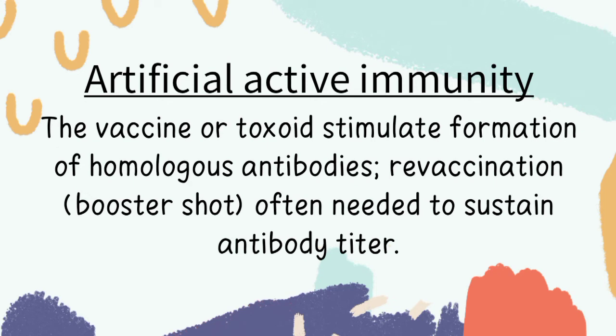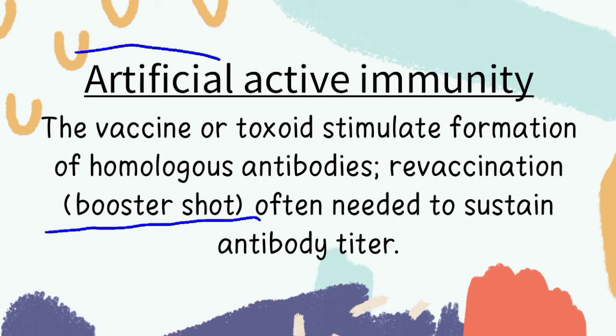Now we have the artificial active immunity. The vaccine or toxoids stimulates formation of homologous antibodies, revaccination (booster shots) often needed to sustain antibody titer. Okay, so the artificial active immunity, like the term says, artificial, is not made by the body. You get it from particular shots, an injection, or a drug, depending on how that particular vaccine is given to you. So you saw the term here, booster shot.